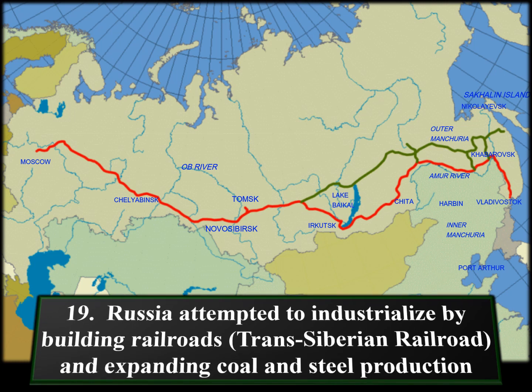Russia attempted to industrialize, as I said, starting under Alexander II's reign, by building railroads in particular. The Trans-Siberian Railroad was the biggest achievement, and the expanding coal and steel production that would result of that. But ultimately, had he survived, this would have expanded even further. It would have been, but it was halted as a result of his assassination.